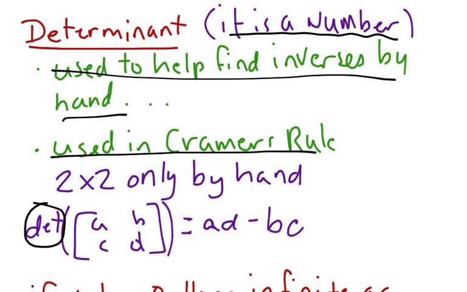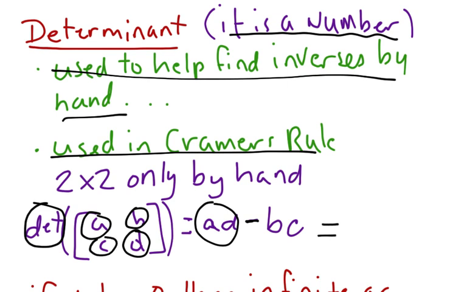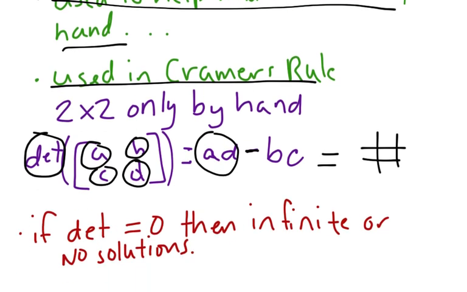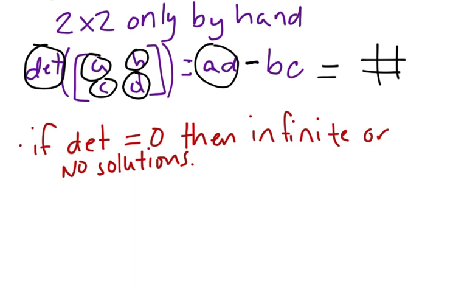Alright, so if you have a matrix that's a 2x2, you're going to take A times D minus B times C. And this is going to give you a number. So you're going to get that number. So it is a number. And if you get determinant is equal to 0, then it's infinite or no solutions. It's one of the two. Okay, so make sure you have these down in notes. Guys, remember that you get a full page for every test, so you should have this kind of thing on your notes.